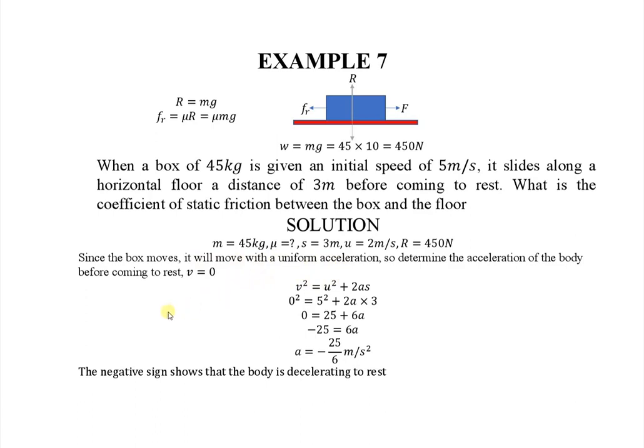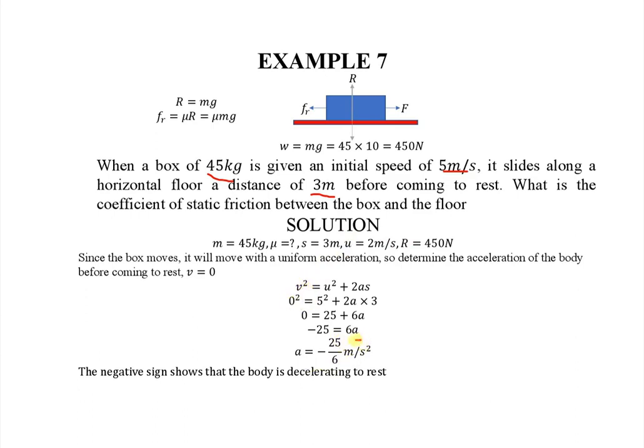So that's the first thing we are going to do. We're told that the body is moving. Don't forget that we have a mass of 45 kg, the initial speed, and the distance covered. Then the body comes to rest. Let's calculate the acceleration, that is the deceleration bringing the body to rest. The final velocity, because the body comes to rest, is 0. The initial velocity is given to us as 5 meters per second, and we have the distance.